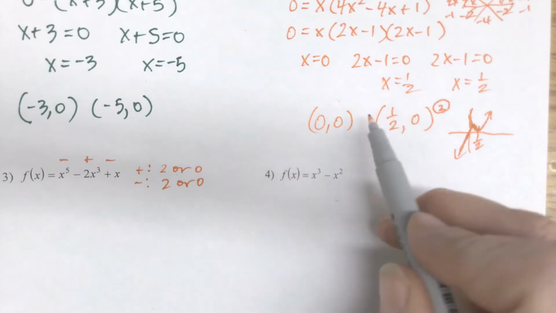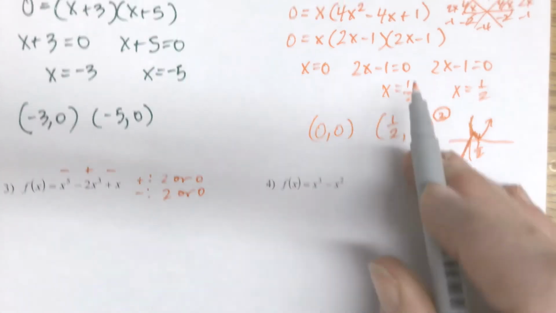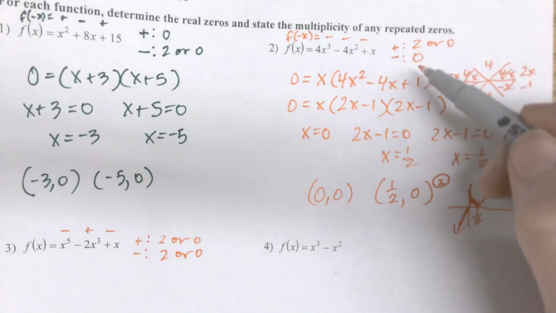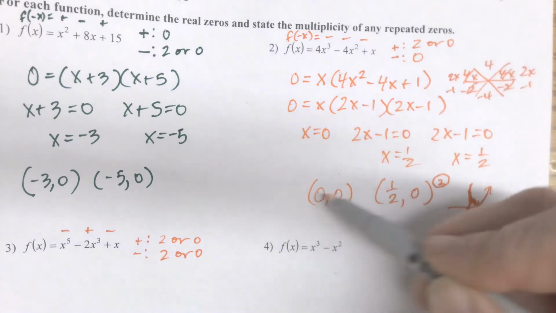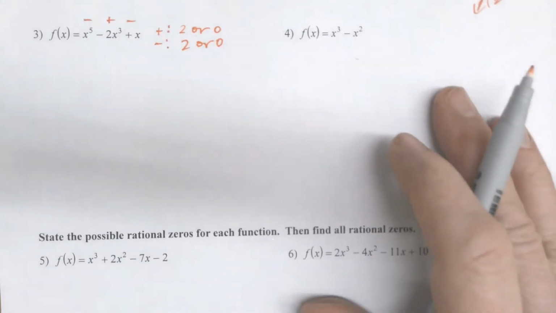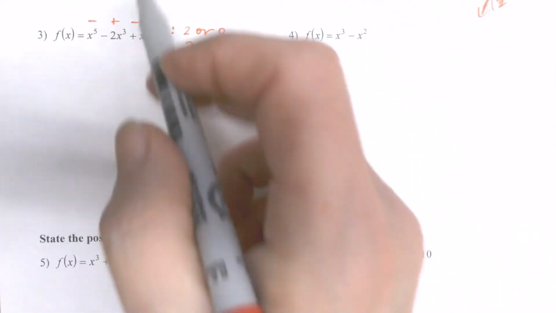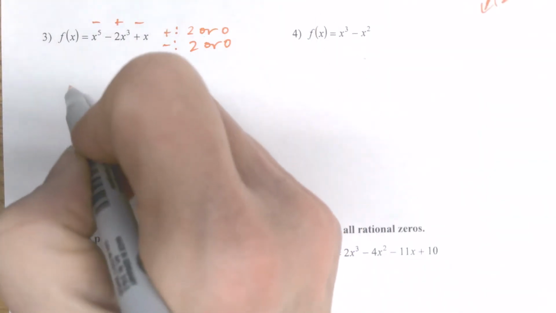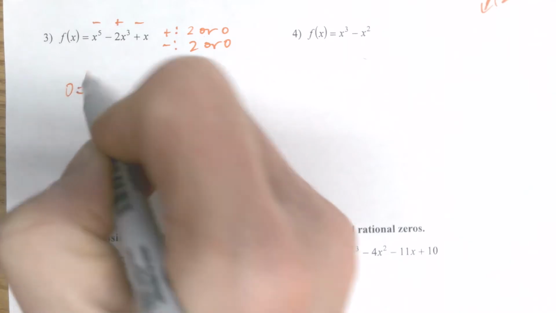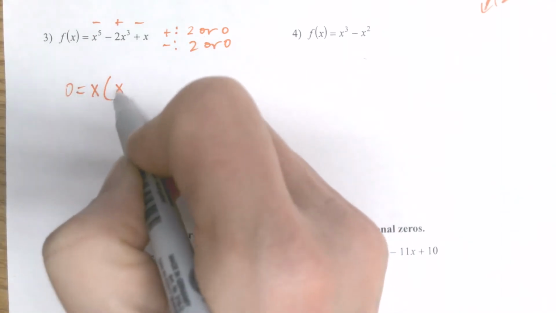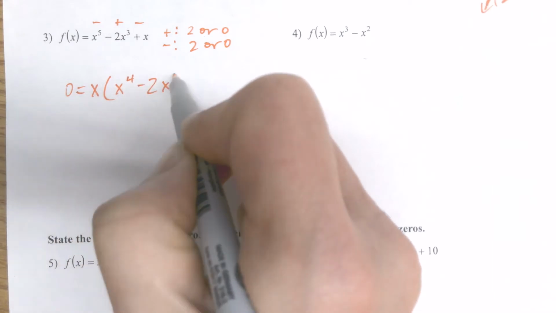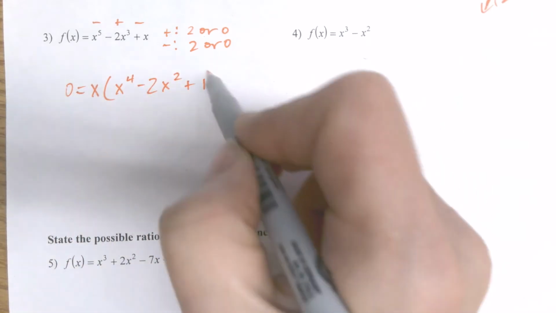Just a quick sneak back up to this one, 0, 0. That doesn't count as either a positive or a negative, just in case you're wondering about that. So my 2 positives come here. That's sort of an extra one that's in it. So I'm going to pull out an x, set these equal to 0, pull out an x. This is x times x to the 4th minus 2x squared plus 1.